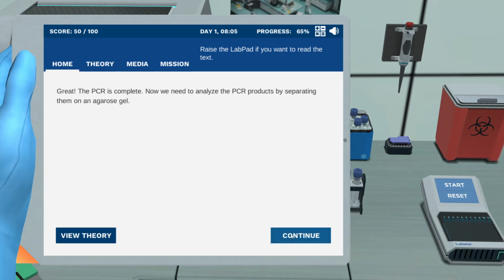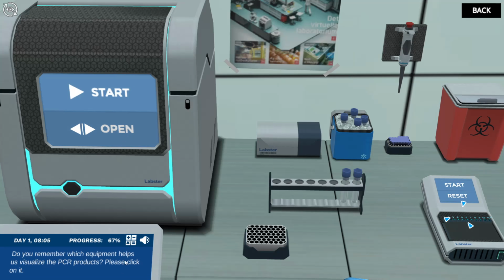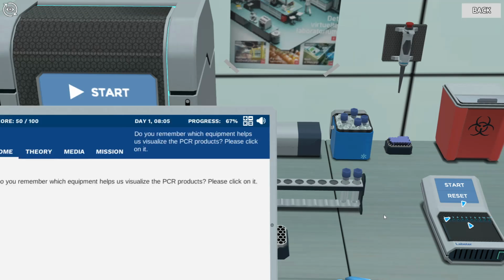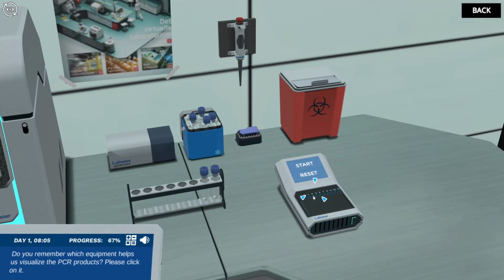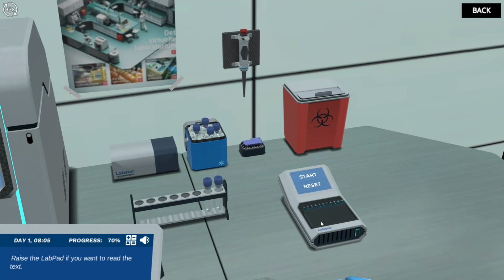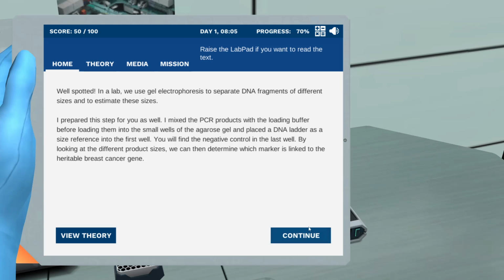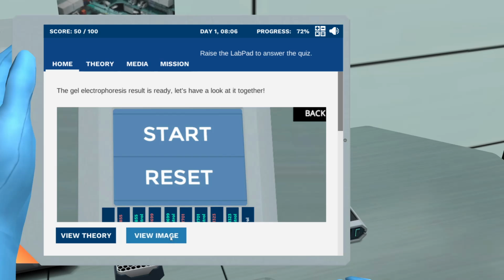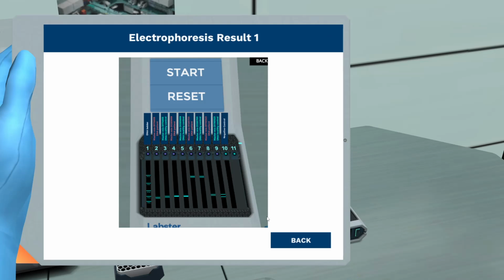Great. The PCR is done. Do you remember which equipment helps us visualize the PCR products? Please click on it. Well spotted. In a lab, we use gel electrophoresis to separate the PCR products. The gel electrophoresis result is ready. Let's have a look at it together.